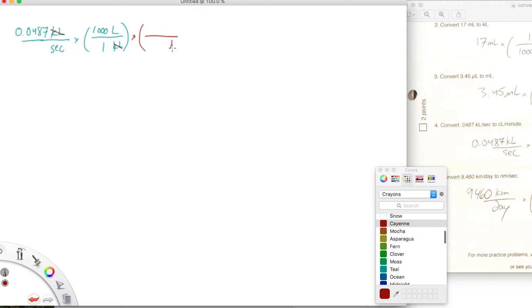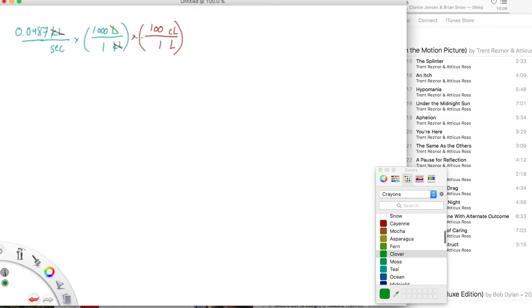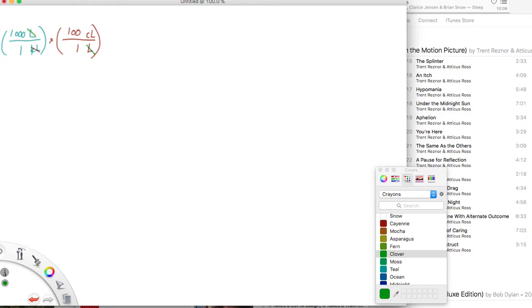I'm going to put liters on the bottom because I want to cancel liters out on top, and I want to end up in centiliters here. So how many liters are in a centiliter, or vice versa, how many centiliters are in a liter? If I look up on my chart, I can see that there are 100 centiliters in 1 liter. And if I do this, now my units of liters are crossed off, and we're left with the units of centiliters, which is great, because that's what I wanted.